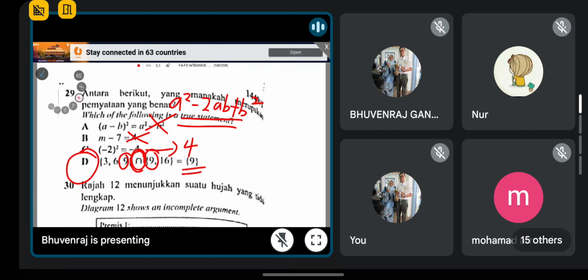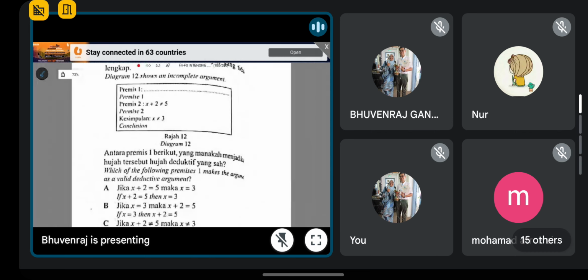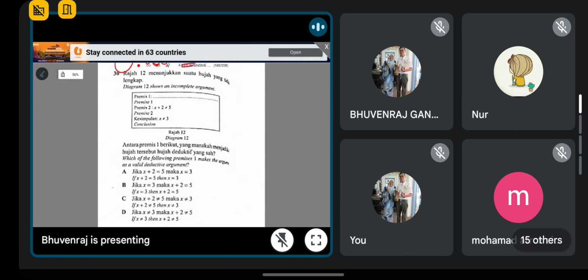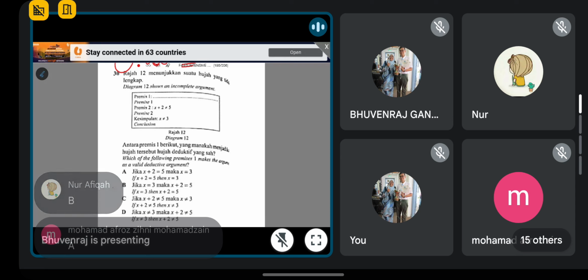Okay, so let's see number 30. Okay, incomplete argument. So can you tell guys what's the answer for this one? Jawapan. Yang ni pun hati-hati ya, because now they want you to form back the premise one.